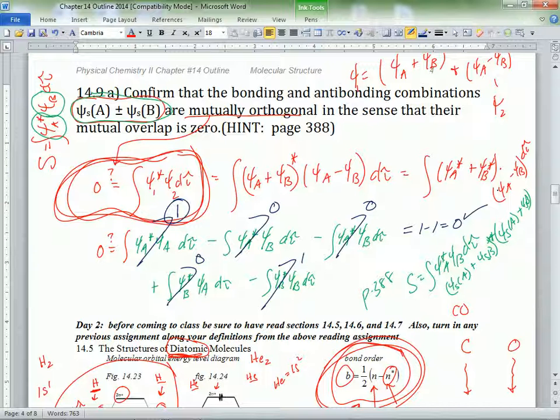There should only be 4 terms. What did I do here? I did this one twice. See, look at that. Yeah, there's only 4 terms. You distribute psi A star, then you distribute psi B star. There's only 4 terms. Okay.